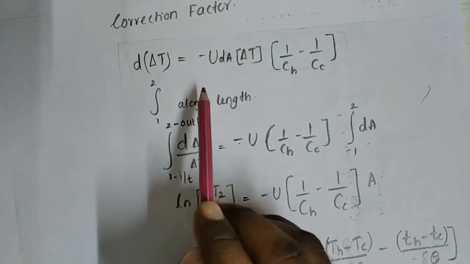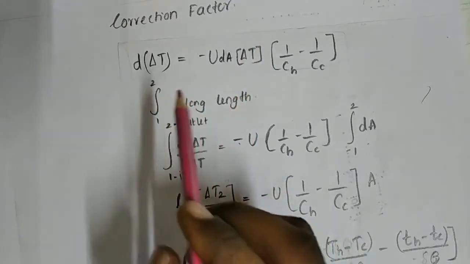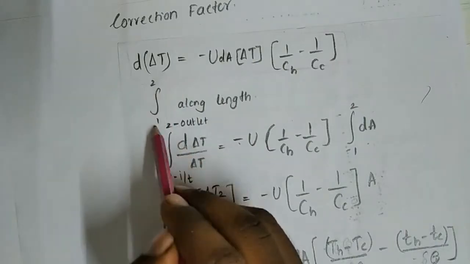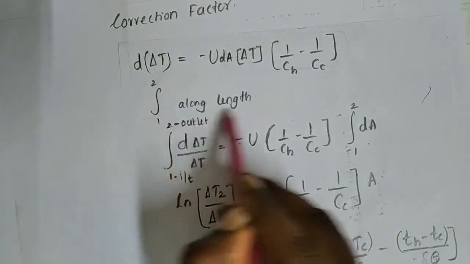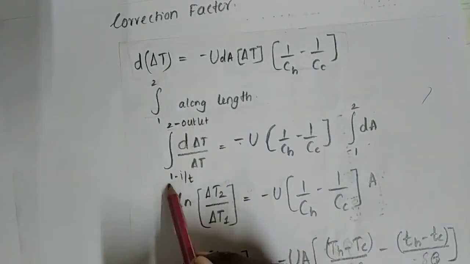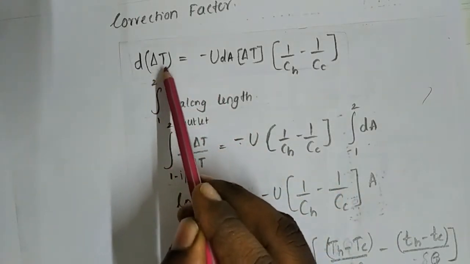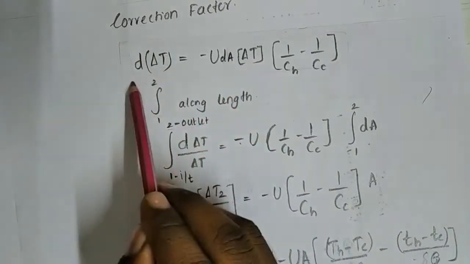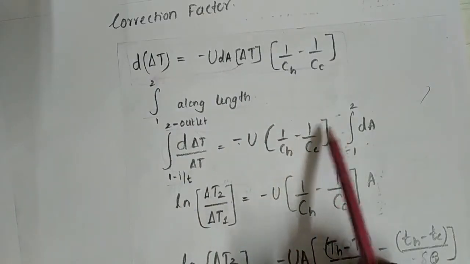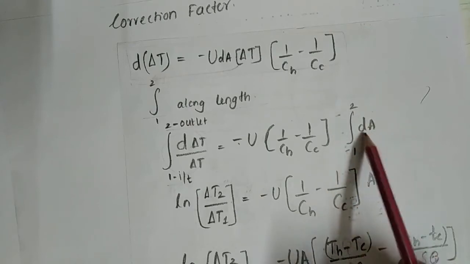Now we need to consider the heat exchange on the whole surface, that is, the whole length from inlet to outlet, or throughout the length 0 to L, 1 to 2. That means 2 is the outlet and 1 is the inlet. By rearranging this equation in variable separable form, d of delta T by delta T is equal to minus U into 1 by Ch minus 1 by Cc. Here the only variable is dA, integrated from 1 to 2.